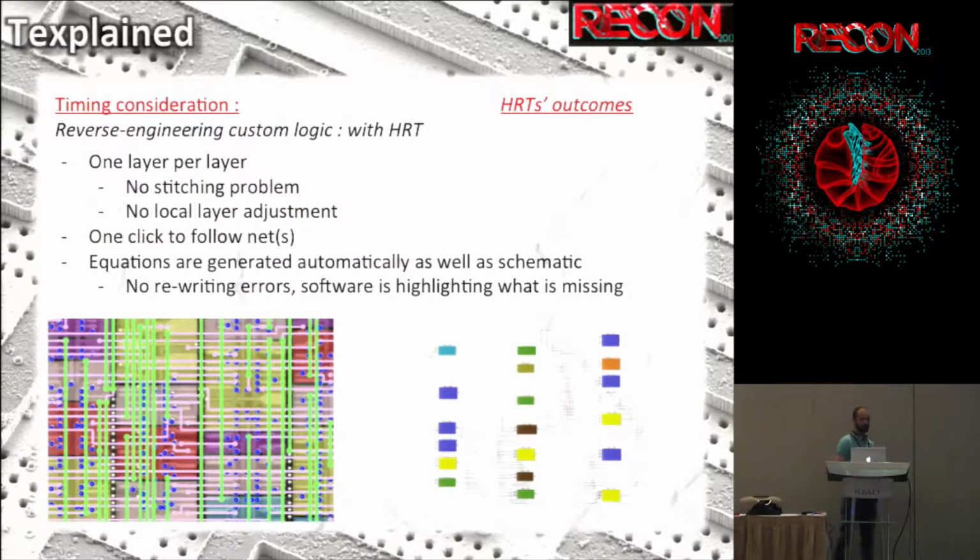At this stage, I have no stitching problem, no local adjustments to do, everything is aligned, and the netlist is done. I mean, if now I start to trace things, the schematic is done, and the equations are written, but not by hand. It's the software. So I remove sources of errors. A lot of errors are just left away. It's just work.